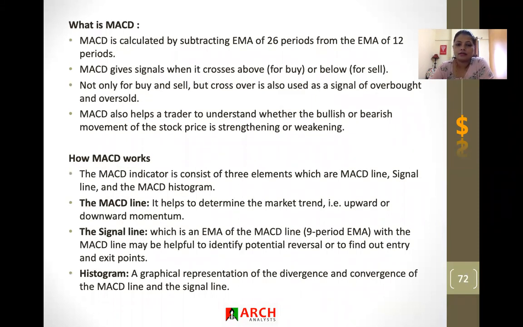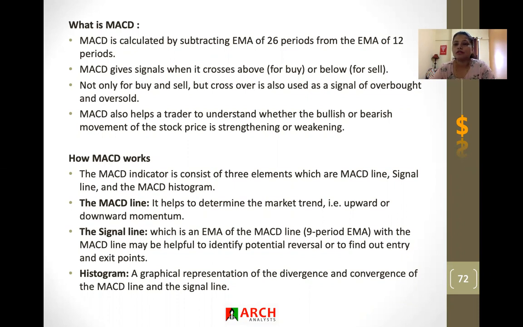There are many components of the MACD indicator, so let's understand them one by one. First is the MACD line. Before that, let's understand moving averages, because as I said, MACD is based on moving averages. There are two types of moving averages: simple moving average and exponential moving average.